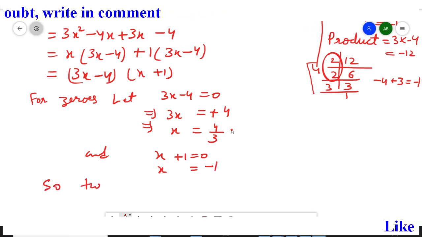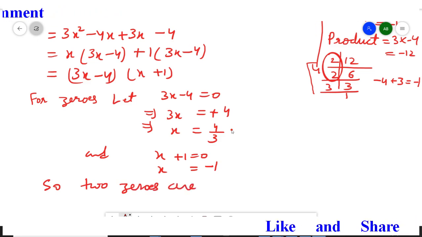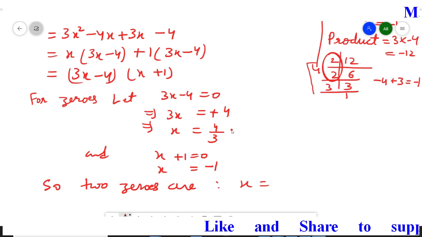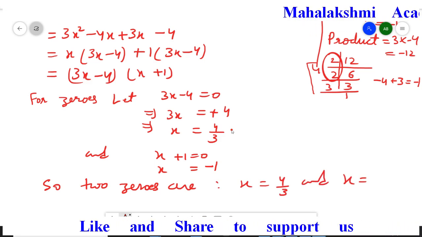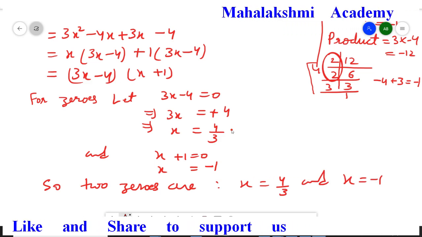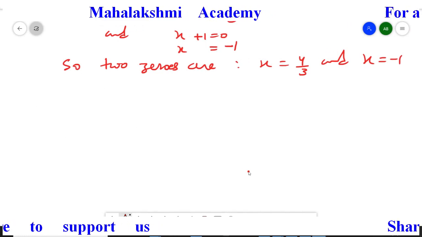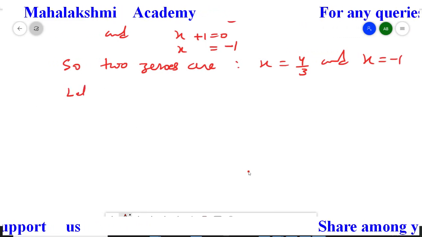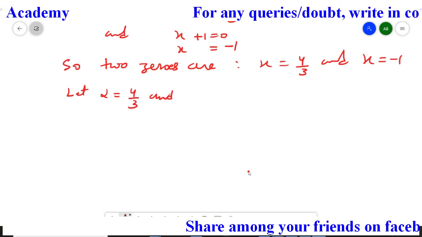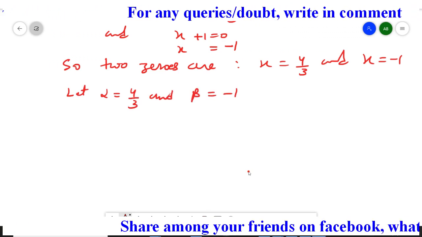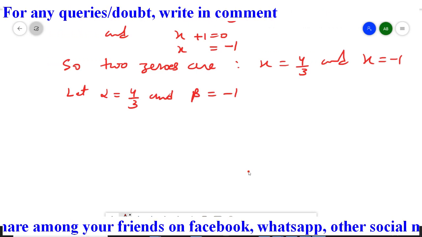So the 2 zeros are x is equal to 4 upon 3 and x is equal to minus 1. So we'll take them as, let alpha is equal to 4 upon 3 and beta is equal to minus 1. Now after this, students, so zeros we obtained, now we need to get the coefficients.